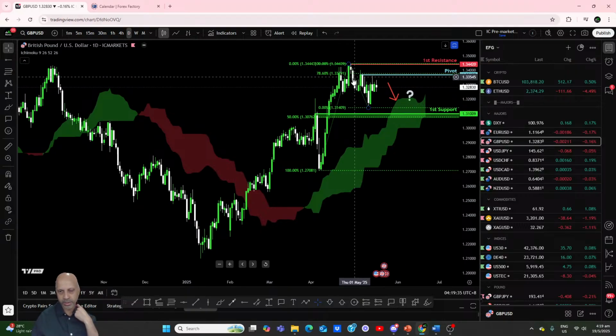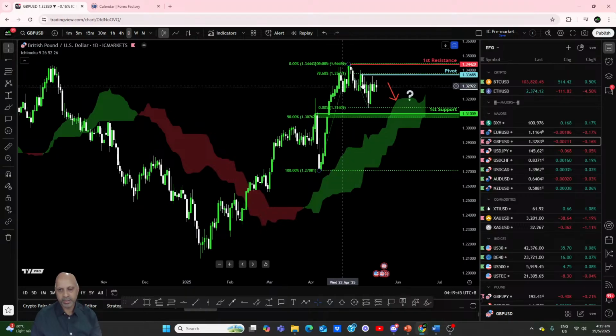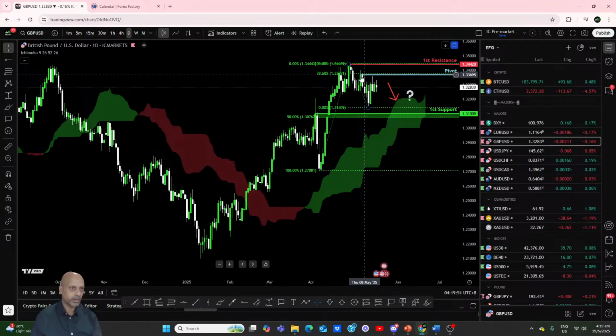Of course, we're seeing some consolidation after hitting a high of 1.3444 on 28th of April. We've seen this currency pair pull back, and it's sort of consolidating between 1.3200 on the lower bound and around 1.3400 on the upper bound here, right? Some consolidation going on between these two levels for cable.